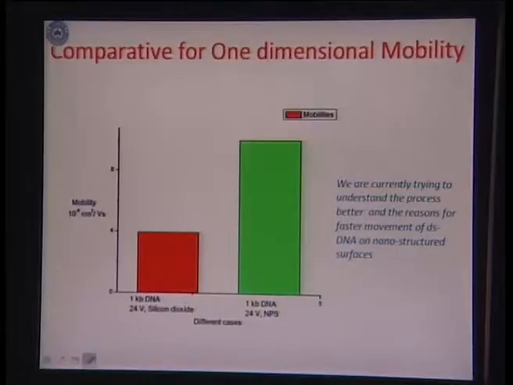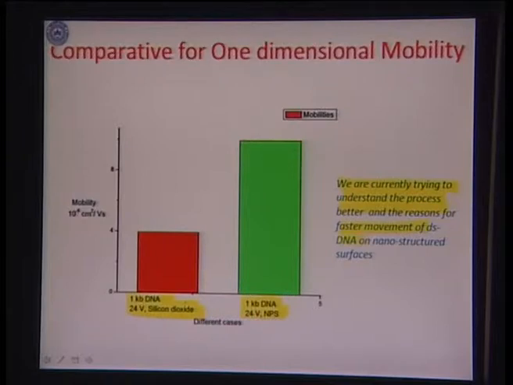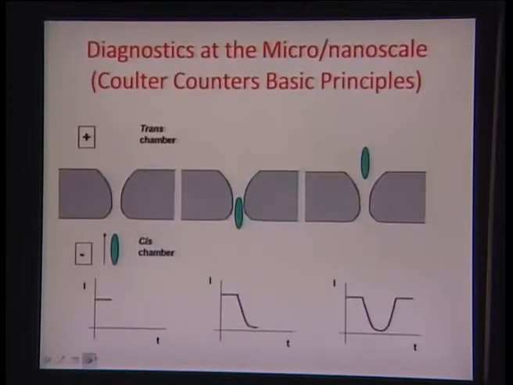Okay, so this is some mobility studies that we did, where we can show that on a higher energy surface like silicon dioxide, as opposed to a lower energy surface like a porous matrix made up of silica, we have differential mobilities which we report. We are trying to understand the process better, but essentially this is how surface electrophoresis can be done.